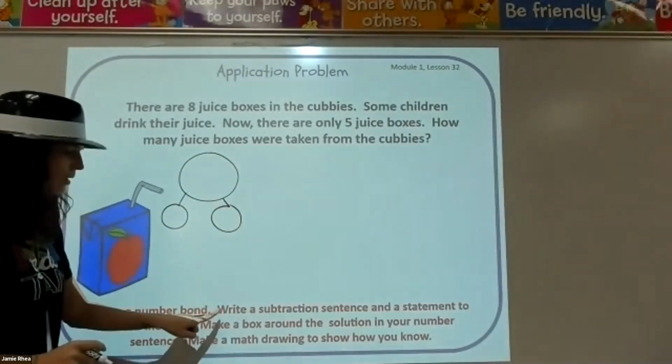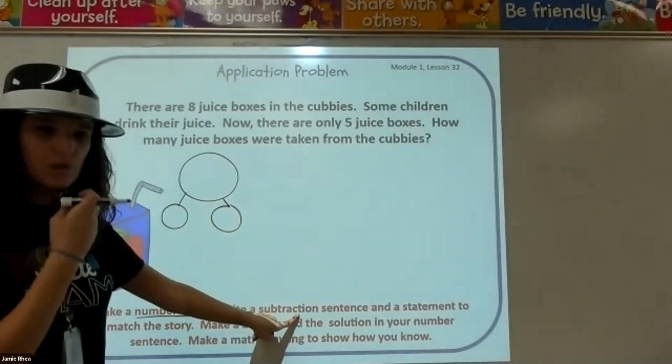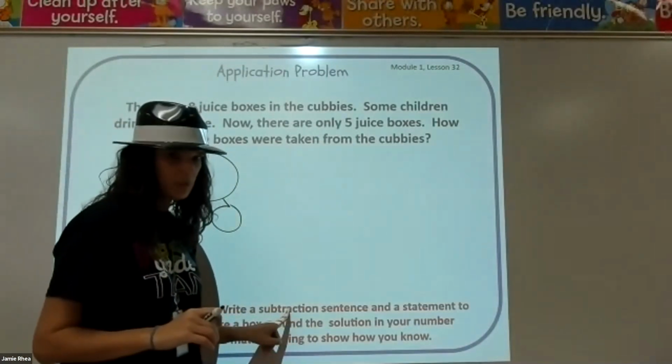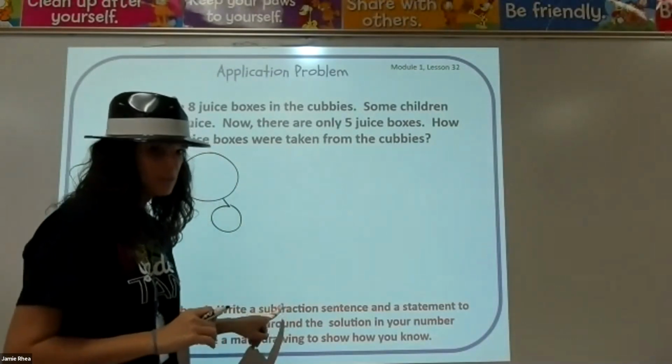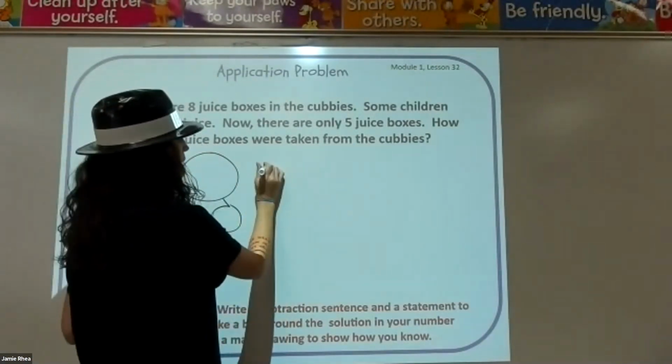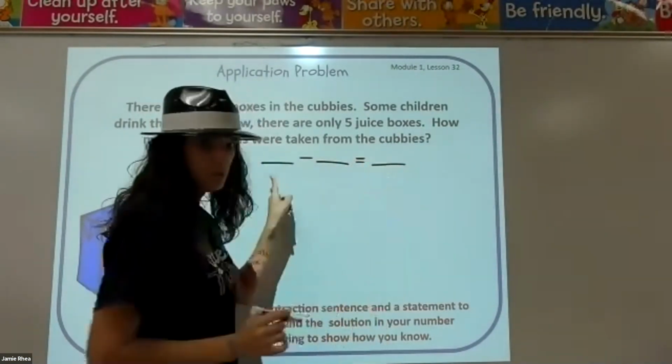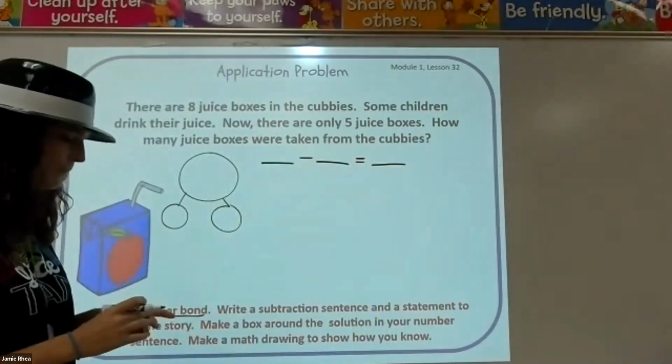Leave it blank. Write a subtraction sentence. Can we do a template for that? Yep. Do we know what sign we're going to put in the middle? Yep, it tells us we're doing subtraction. So we can say blank minus blank equals blank. We don't know our numbers yet.